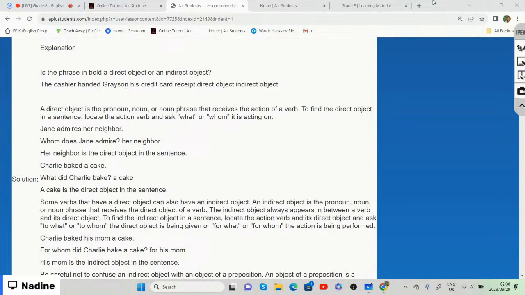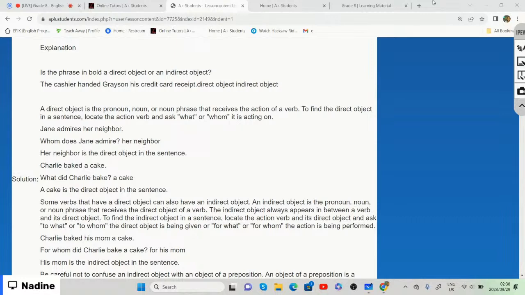And then we have an indirect object. So basically the same as a direct object. Some verbs that have the direct object can also have indirect objects. An indirect object is the pronoun, noun or noun phrase that receives the direct object of a verb. It receives the direct object of the verb. And the indirect object always appears between the verb and its direct object.